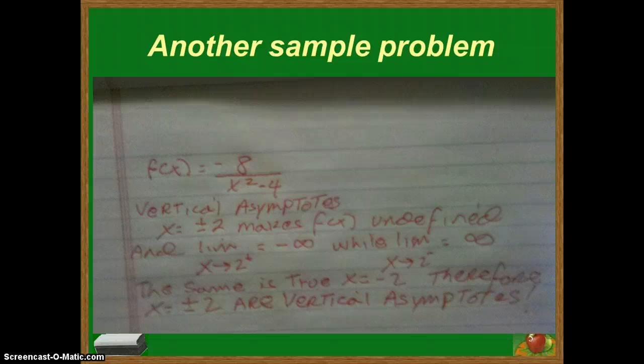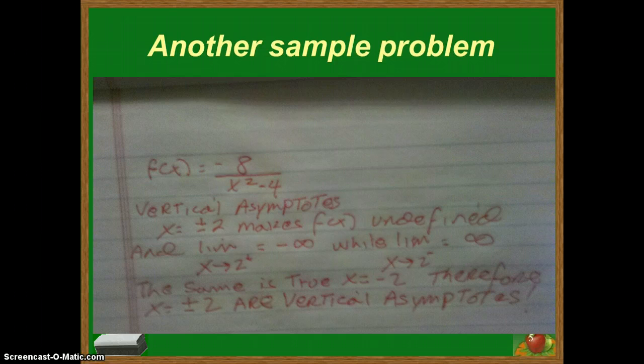Here's another sample problem. This one we're going to throw a curve at you. F of x equals negative x over x squared minus 4. Alright, first thing, let's find the vertical asymptote. It looks like this function might be undefined when x equals plus 2 or minus 2.